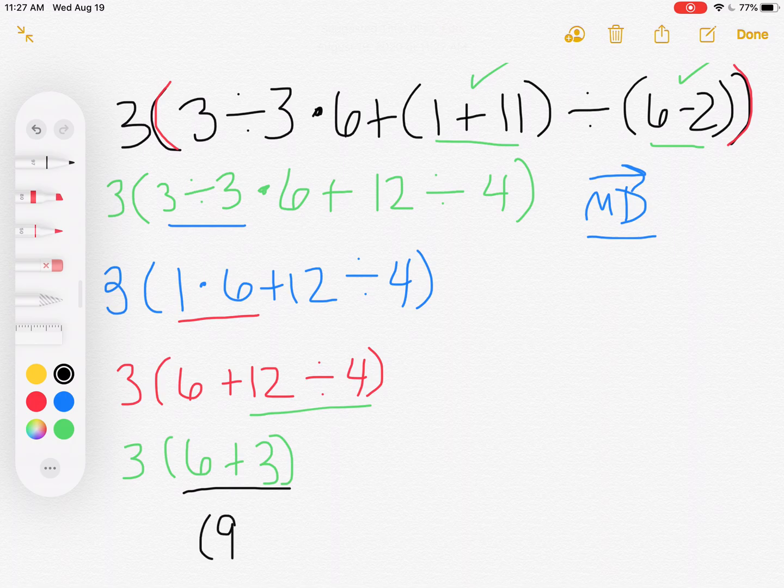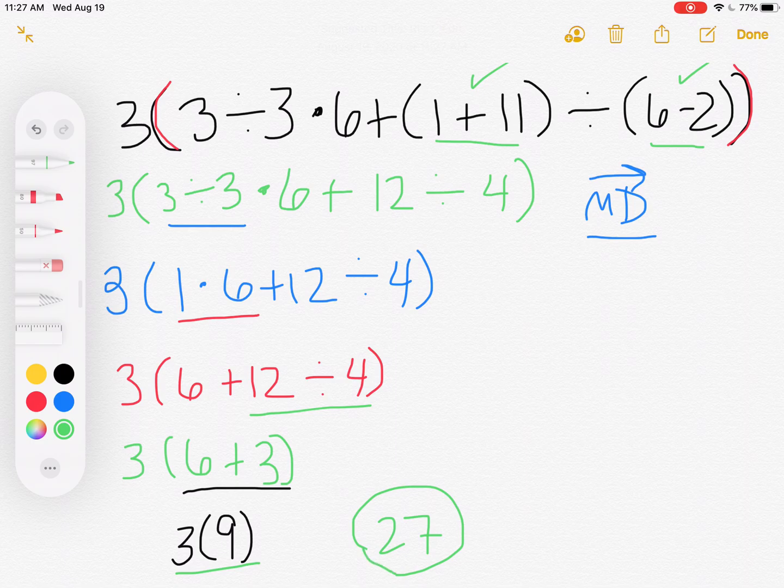Now, I still do need these parentheses because if I don't write those parentheses, it's going to look like 39 instead of 3 times 9, which is what it's supposed to look like. To finish this off, we just need to do that final multiplication. 3 times 9 is 27.